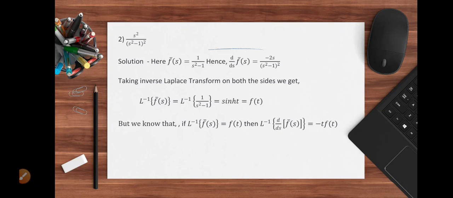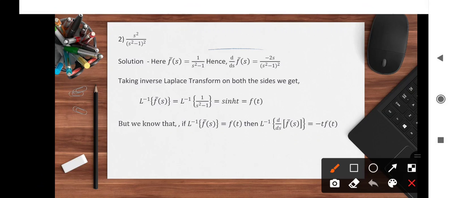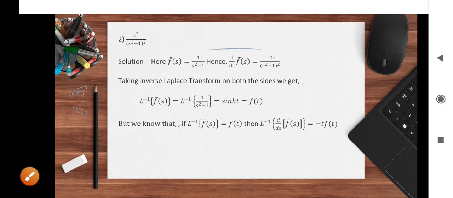Here we are going to use the use of differentiation of f bar of s method. So you have to write its corresponding result. We know that if L inverse of f bar of s is equal to f of t, then L inverse of d by ds of f bar of s is equal to minus t f of t. So using this method you can reach the answer very easily.